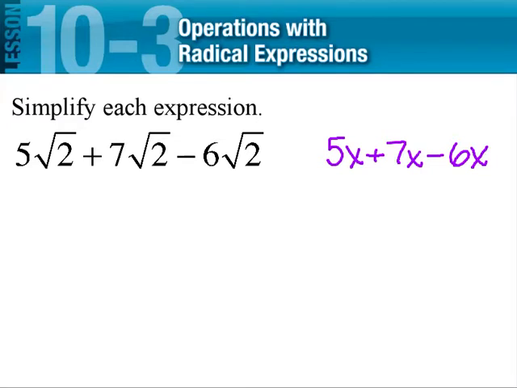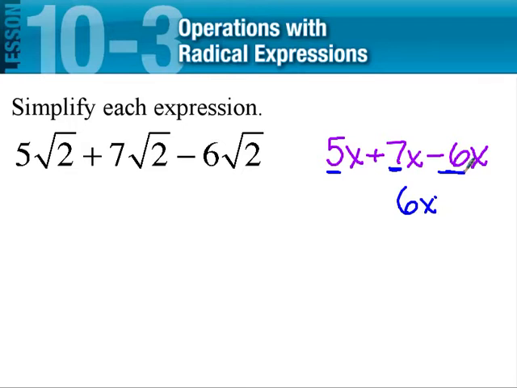Okay. Now, if I were to solve this problem here in purple, what would I get? 6x, because basically all I'm doing is adding 5 plus 7 and then subtracting 6. This problem here is no different. It's the exact same problem, just instead of having an x, it has a root 2.